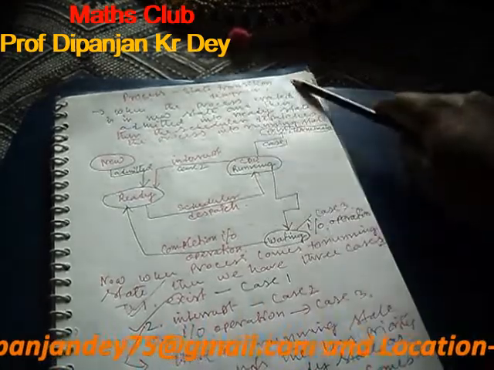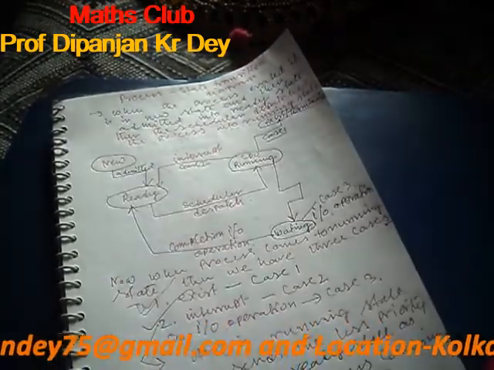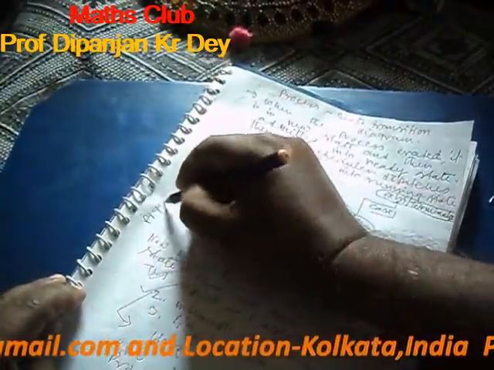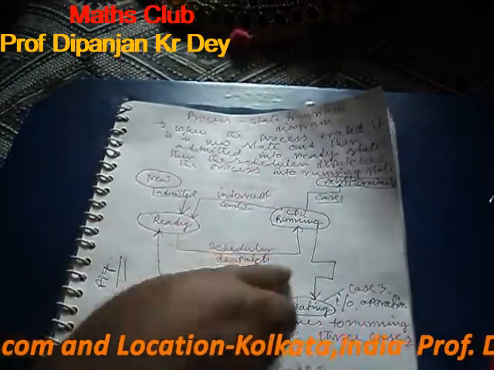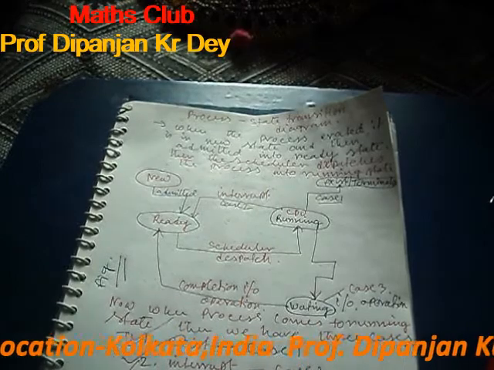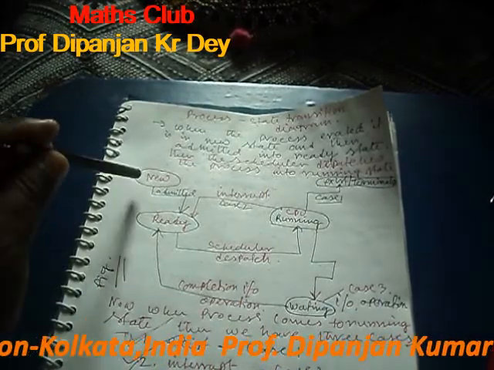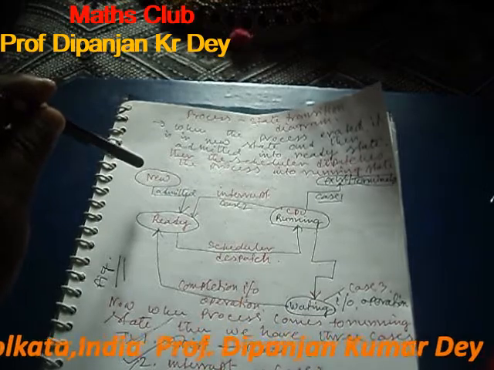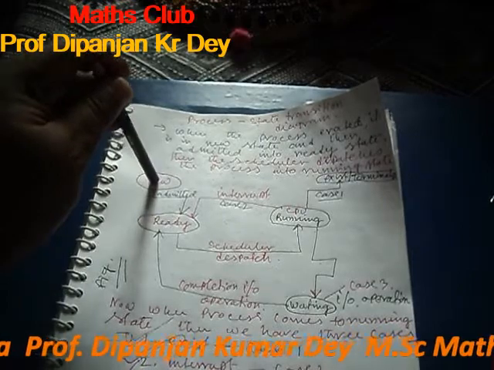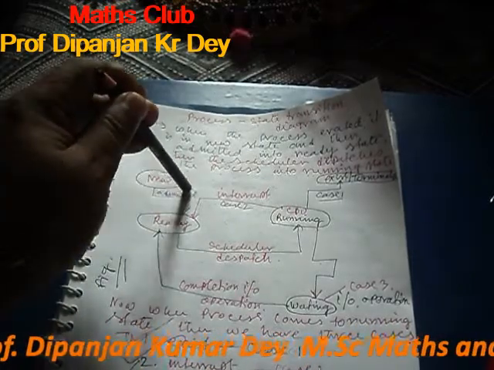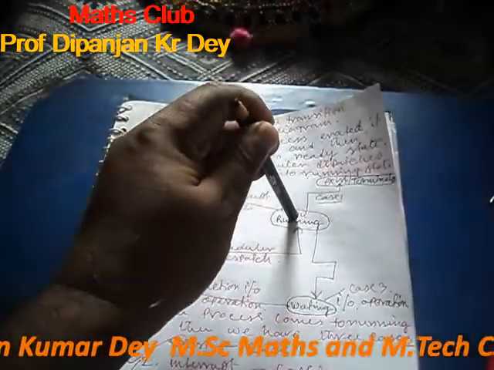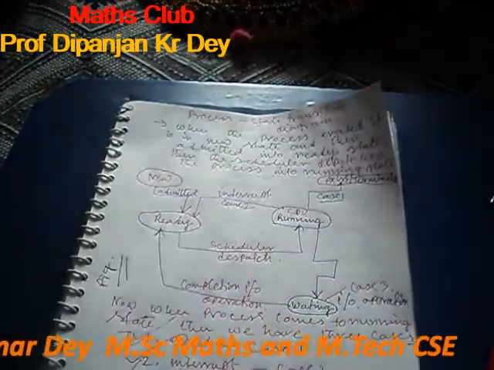This is actually a state transition diagram of a process. This figure is known as the process state transition diagram. Once again I am telling it shortly. First, when the process is created, it is in new state, and then it is admitted into ready state, then through dispatch it comes into running state.